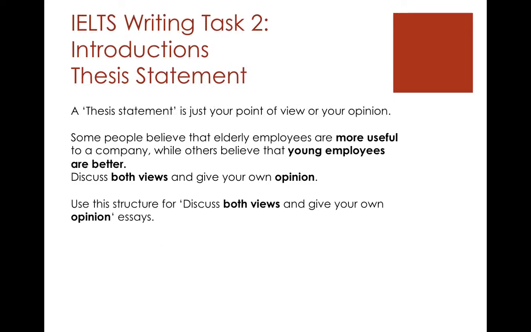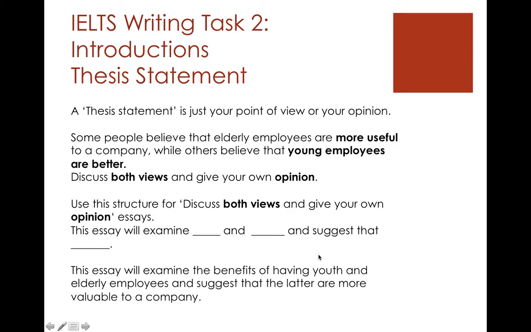All right, now we need a thesis statement for it. So again, here's a structure for you. This essay will examine A and B and suggest that something. So A, B, suggest that, whatever my opinion is. And you can use this structure in all of your discuss and give your opinion essays. So this essay will examine the benefits of having youth and elderly employees and suggest that the latter are more valuable to a company. A, B, the latter means the second. So youth and elderly, and the latter is the elderly, are more valuable to a company.